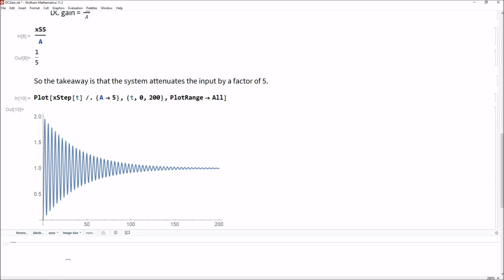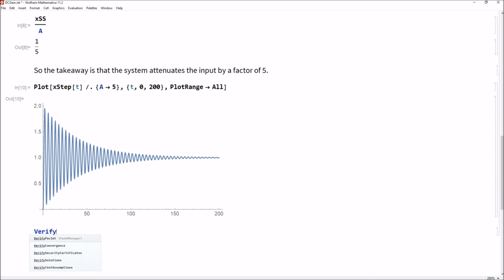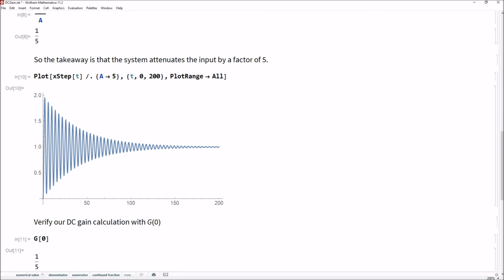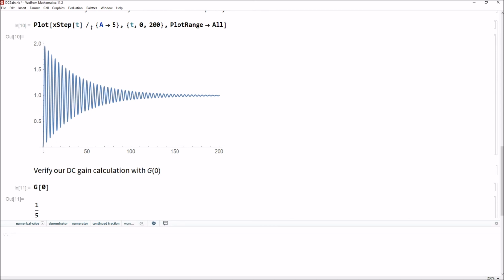Now, let's verify our DC gain calculation with G0. That's the other way we could get the DC gain here. So apparently, there you go. If you take our transfer function and plug in a 0 everywhere you see an s, you get 1/5 here, just like we saw earlier. So that is awesome. That's working well.